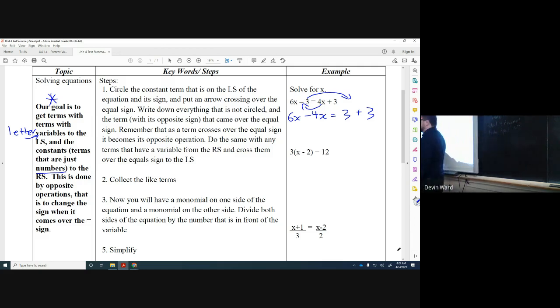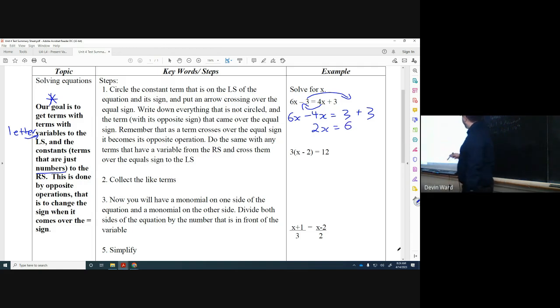Now when it says collect like terms, this is what we're at right now. We have all our like terms together. We have all the letters on the left, all the numbers on the right. So if I have 6 x's, I take away 4 x's, I have 2x. Perfect. I have 2x equals 3 plus 3 is 6.